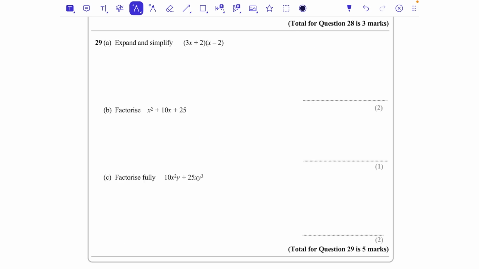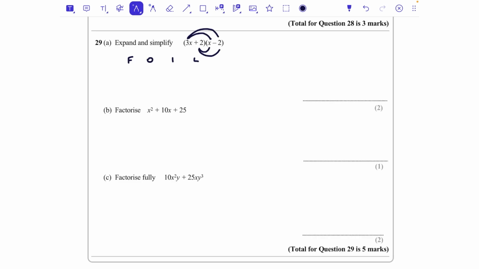There we go. Question number 29, expand and simplify. So we're going to do the first multiplied with the first, with the second, with the first, second with the second. So you might know that as FOIL. First, outer, inner, last.